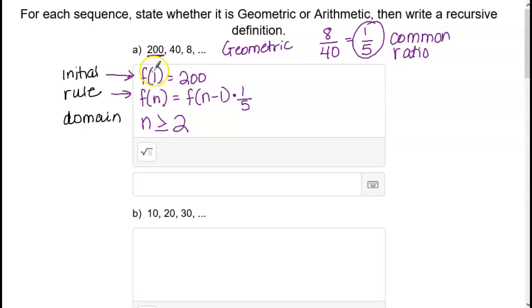We can't do a previous output for the first one because we don't know what the output before it was. With our n being greater than or equal to 2, now we can take that previous output and multiply that times 1/5. Then to find this one, take the previous output, multiply times 1/5. To find the next output, take the previous output, multiply times 1/5. So this part is your actual domain.